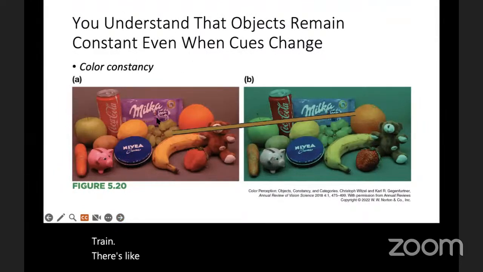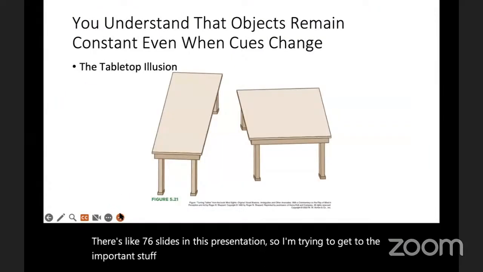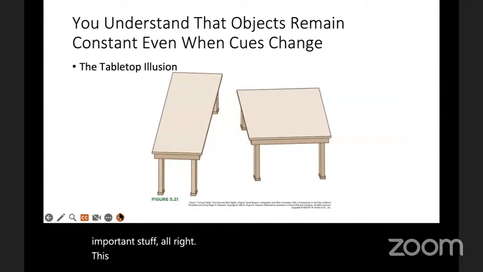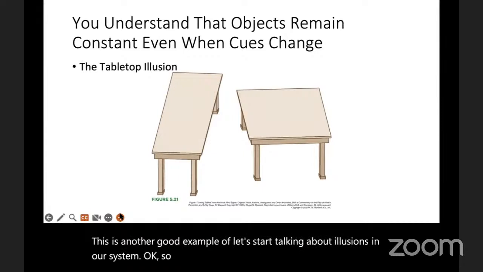There are like 76 slides in this presentation, so I'm trying to get to the important stuff. All right, this is another good example of, let's start talking about illusions in our system, okay? So these two tables, are they the same or are they different?